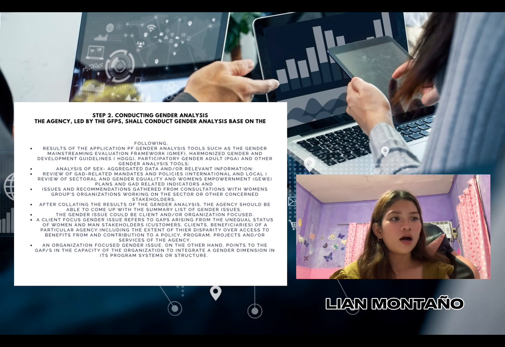For example, are women getting equal access to benefits, or are there differences in how men and women contribute to the program? This looks at whether the agency is doing enough to incorporate gender equality into its own operations and systems. In simpler terms, the agency investigates how gender affects its work and the people it serves. They use different methods to find out where inequalities exist, both for the people using their services and within the agency itself. This leads to a list of problems to address.